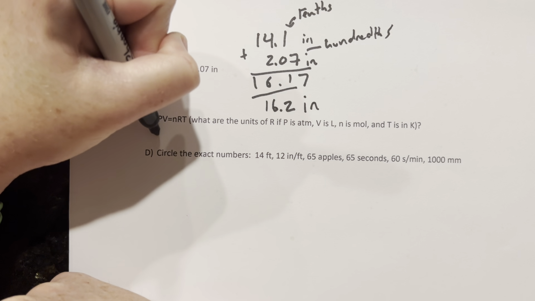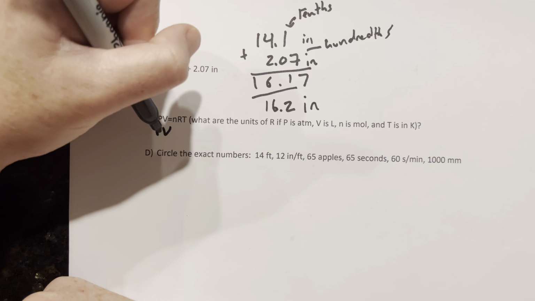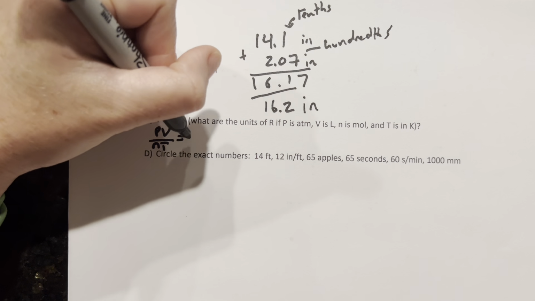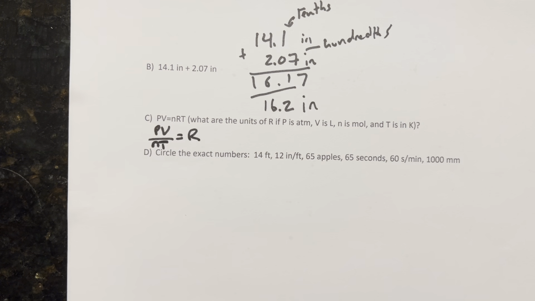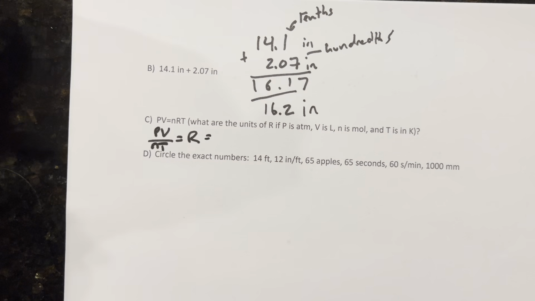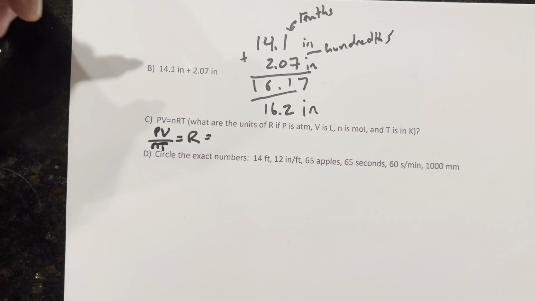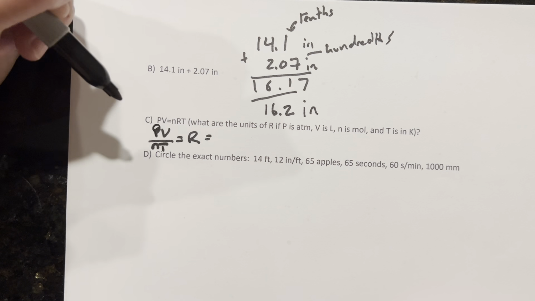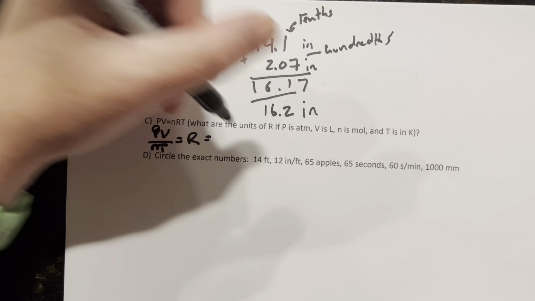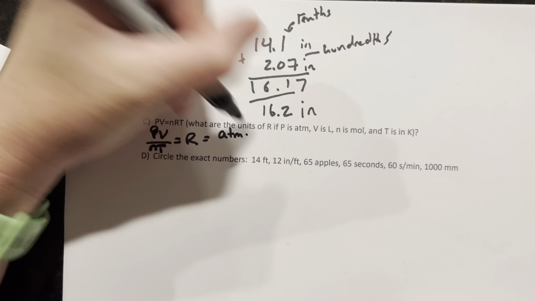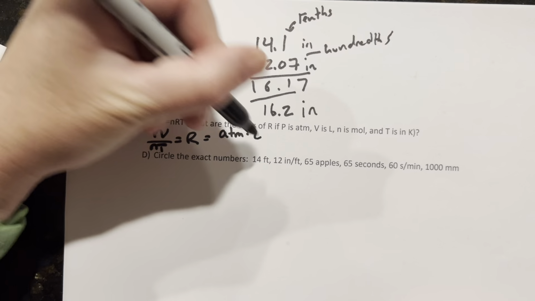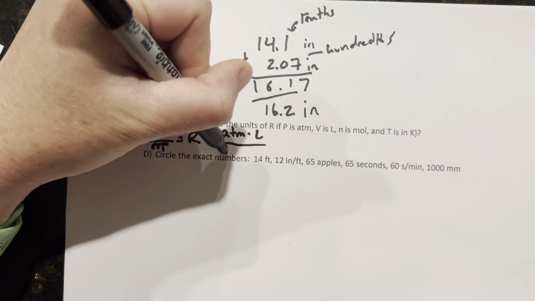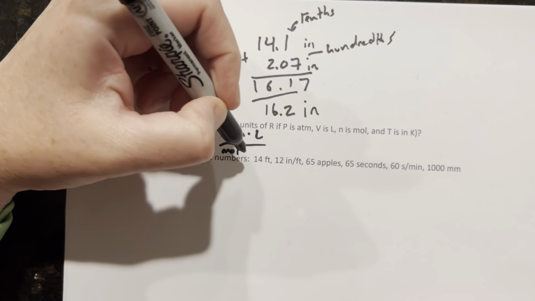In other words, PV divided by nT equals R. So if I ask you for the units, I'm just going to input each unit for each variable. So I'd have atm times liter, the n is in mole, and the T is in K.